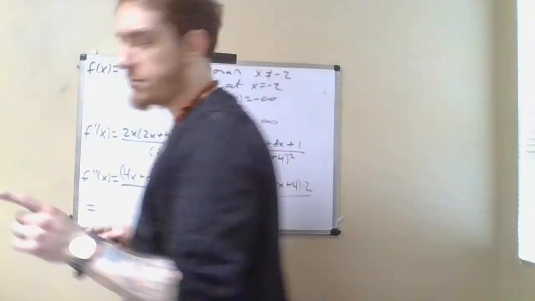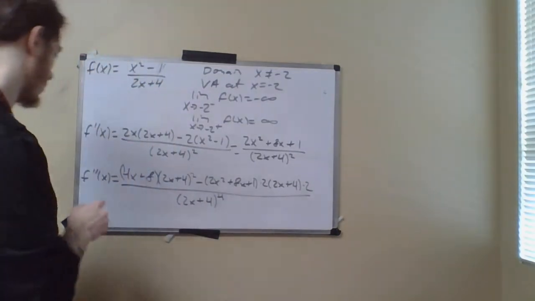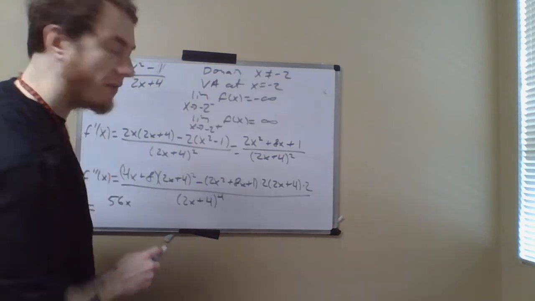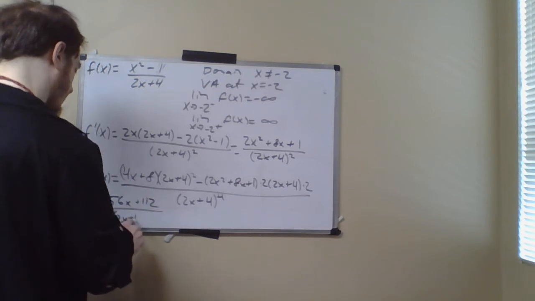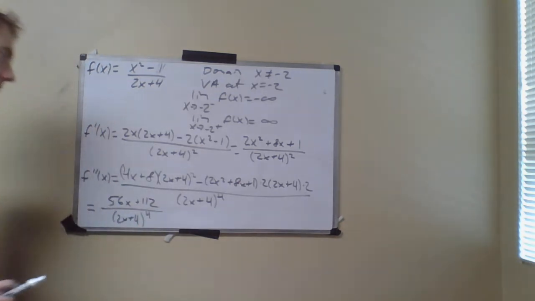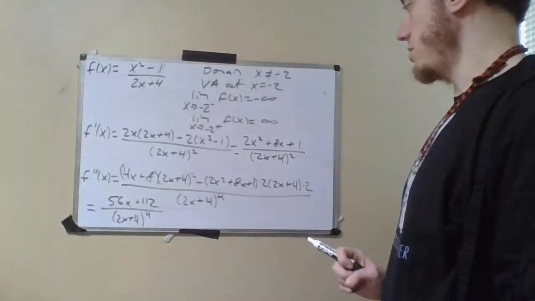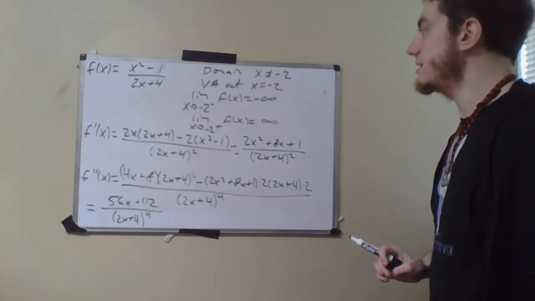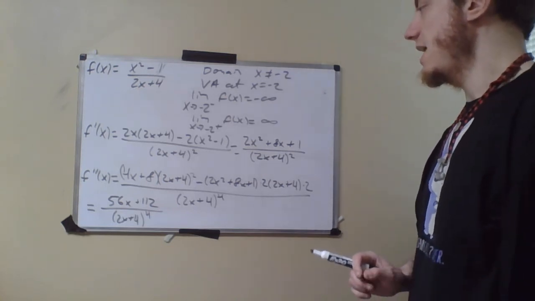Okay, so after simplifying this all down, we actually get something nice. So thank goodness, the example actually works out okay. As in, it's not going to be quite as annoying as I had feared. So it comes out to be 56x plus 112 divided by 2x plus 4 to the fourth. Okay, now here is the good news. We really don't have such bad things to deal with here in terms of finding the critical points, the possible inflection points, and things like that.